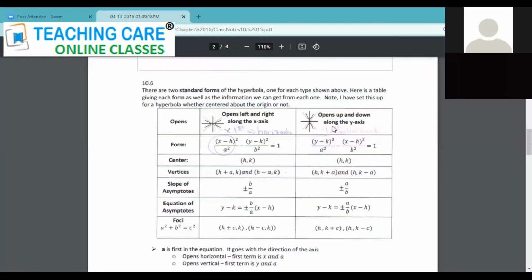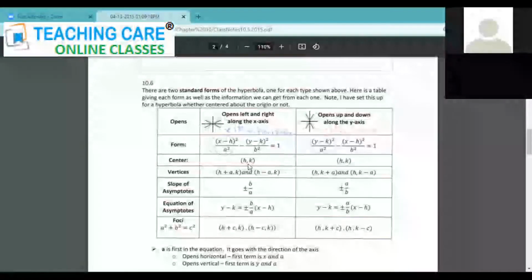Okay, then when I'm going to have it open up and down along the y-axis, in that case, it is y minus k the whole squared over a squared minus x minus h the whole squared over b squared equal to 1. So vice versa it will come, because we are going to deal with the y-axis.